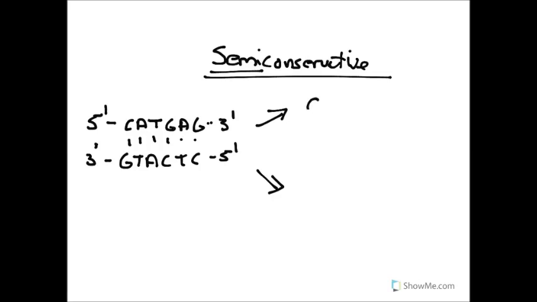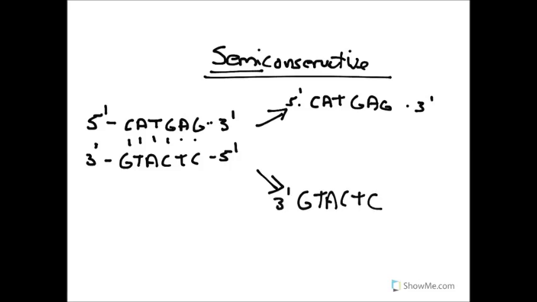So if I have my CAT GAG here with its 5' end here and 3' end here, let's clean that up a little bit, make that a little neater to read. CAT GAG here will serve as a template, and then we're going to have our GTA CTC with its 3' end here and its 5' end there. These are going to be templates that are old DNA.